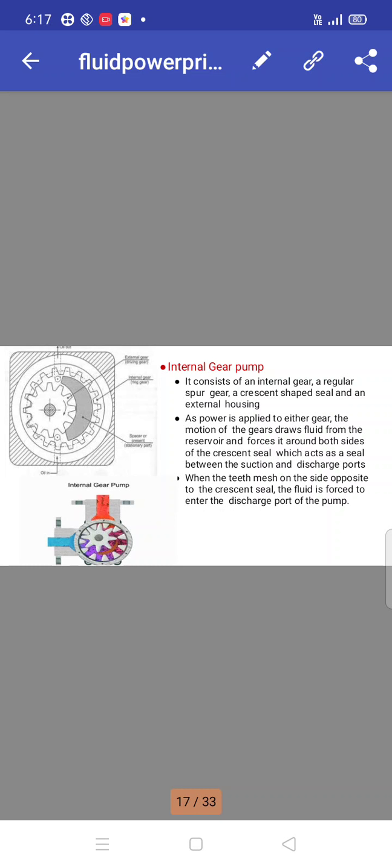Then we move on to internal gear pumps. It consists of an internal gear, a regular spur gear, a crescent shaped seal and an external housing. As power is applied to the gear, the motion of the gears draws fluid from the reservoir and forces it around both sides of the crescent seal, which acts as a seal between the suction and discharge ports. When the teeth mesh on the side opposite to the crescent seal, the fluid is forced to enter the discharge port of the pump.